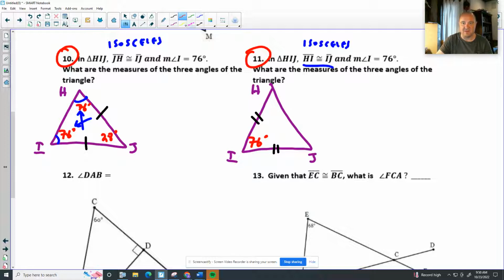It's a different situation over here. Over here, it's not that H and I are congruent. Instead, I look across from the congruent sides and I find that those are the congruent angles. So over here, I know that I've got how many degrees to split between angle H and angle J. Well, if there's 180 in total and 76 are being used up here, I've got 104 degrees to split between the two, and that means they're each going to be 52, which is 104 divided by 2. So you can see I get 76, 76, and 28 here. I get 76, 52, and 52 over here just by tweaking one little thing.